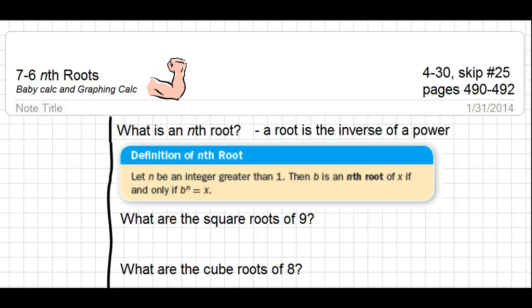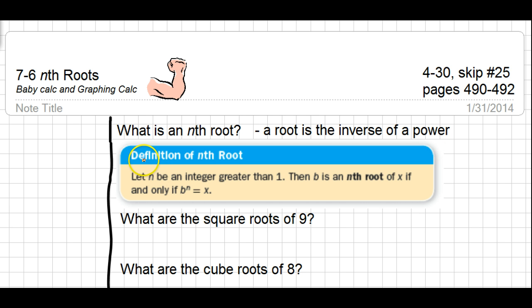This lesson is for Advanced Algebra, Lesson 7-6 on nth roots. I want to help students right away with figuring out what an nth root is. So first I'm going to give you my definition. A root is just the inverse of taking the power or taking an exponent.